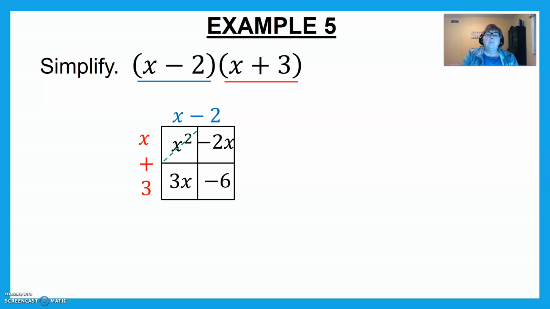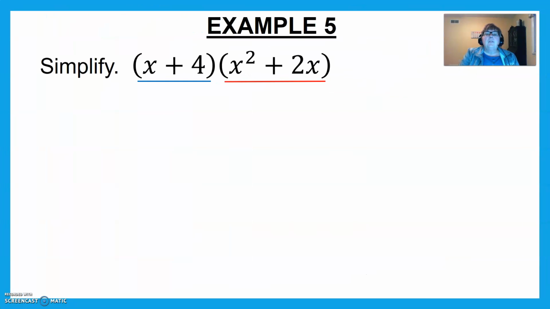I draw in my diagonals. So remember, I add everything that's the same color together. I don't have anything to add to that x squared, so that just stays x squared. Negative 2x plus 3x, well, that gives me positive 1x, and then I have negative 6. So I end up with x squared plus x minus 6. And I can't simplify anymore because none of them are like terms, and they're already in standard form.